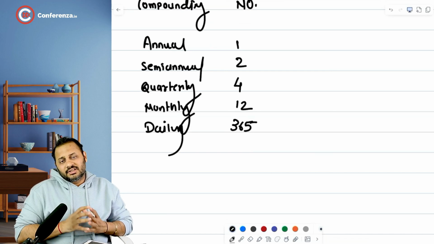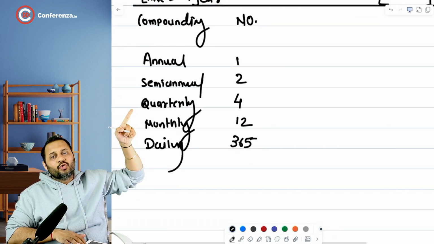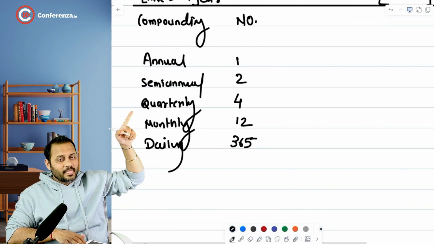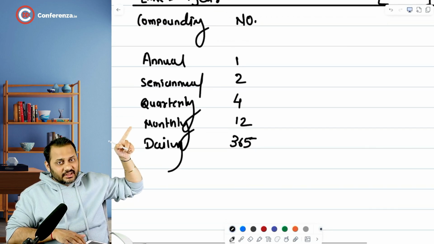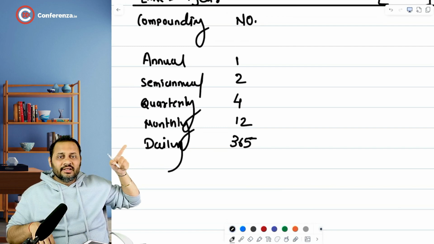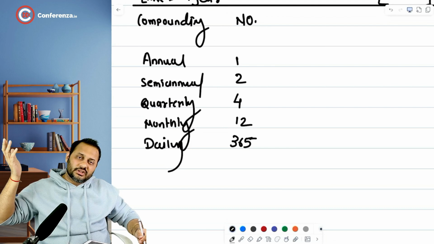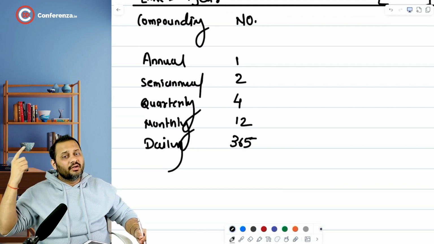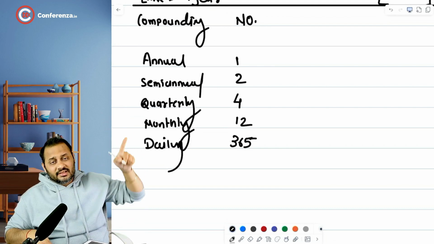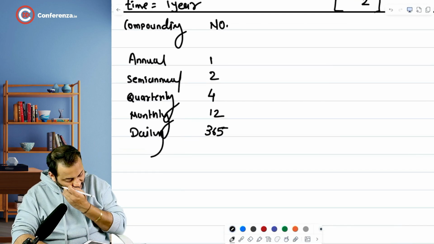If the rate of interest is already given for 6 months, then there are only 2 quarters in 6 months, not 4. There are only 6 months in monthly, not 12. And there are only 180 days or something like that in this case. If the rate of interest is given for 6 months. If the rate of interest is given per annum, we have to calculate all these things in 1 year per annum.